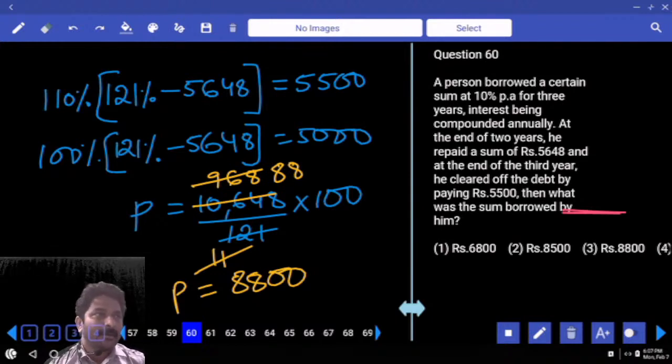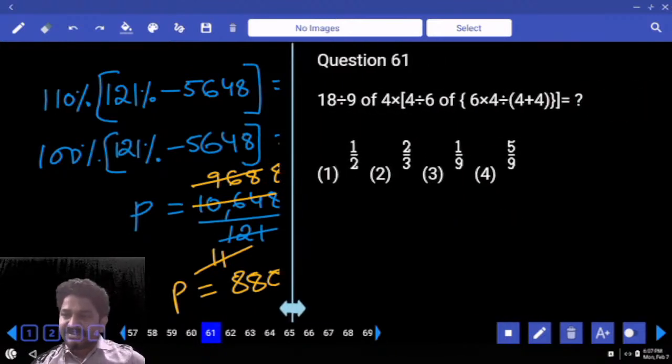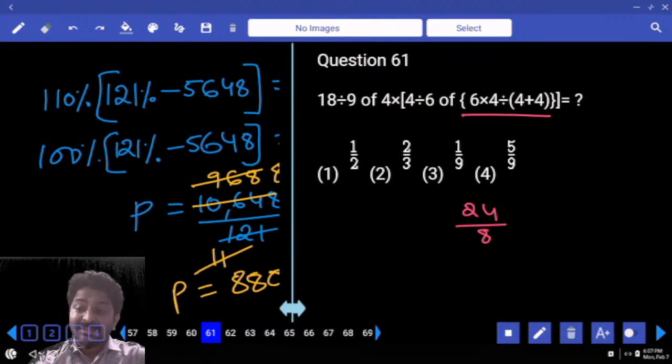Right, next. Let's calculate this number. 6 into 4, 24 divided by, bracket open, 4 plus 4. That is 8 comes in the denominator. 24 by 8, how much is this? 3. So this value is equal to 3.